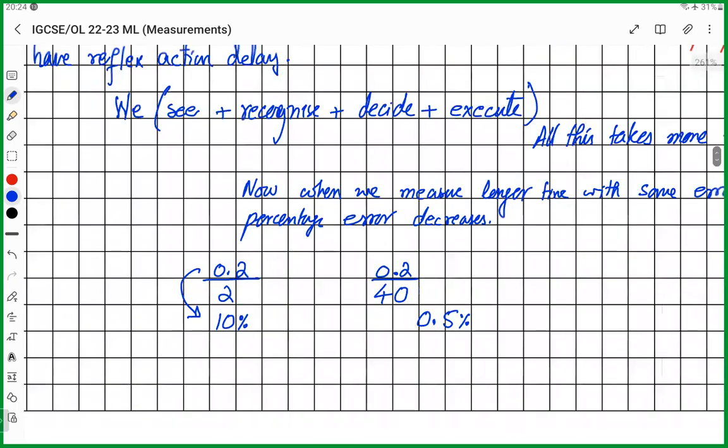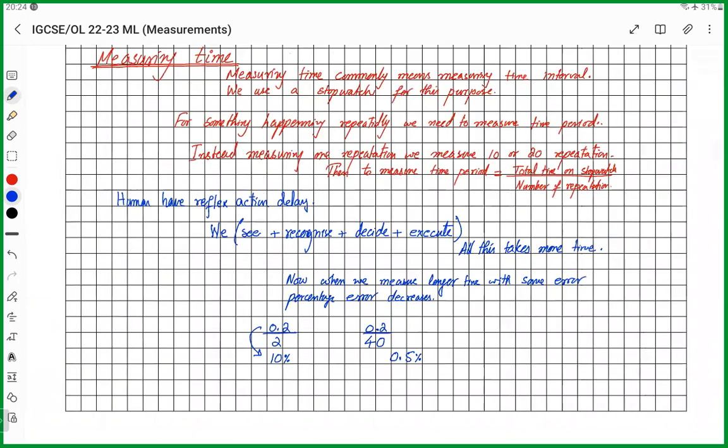So that's why instead of just timing one oscillation, we always go for many repetitions. We time them together, and then we find the time by dividing the total time by the number of repetitions that we use. Although the error stays the same, the percentage error decreases.